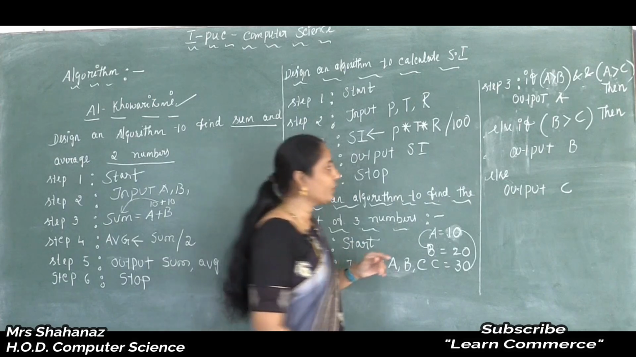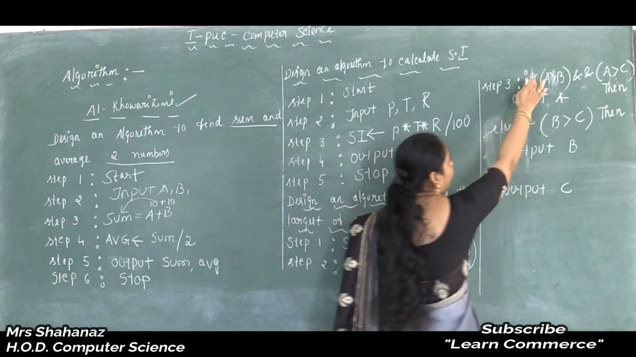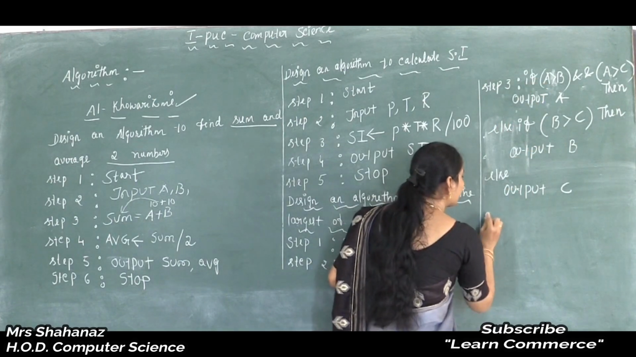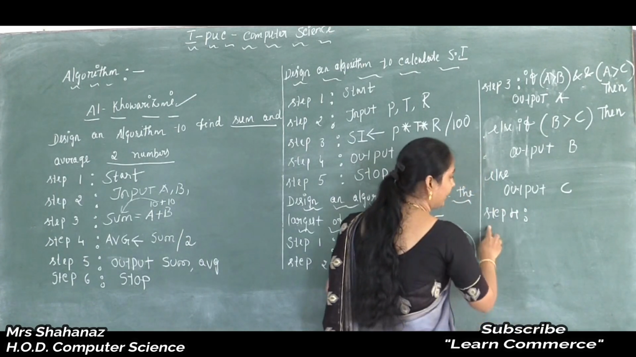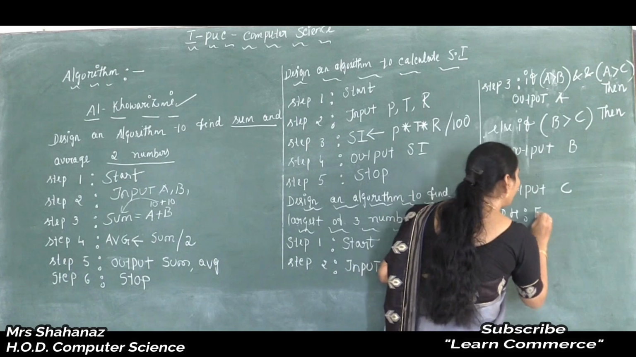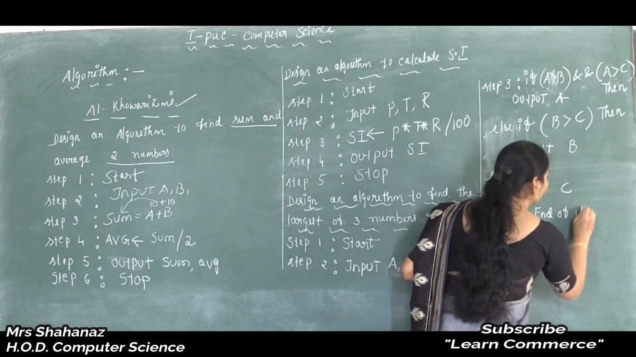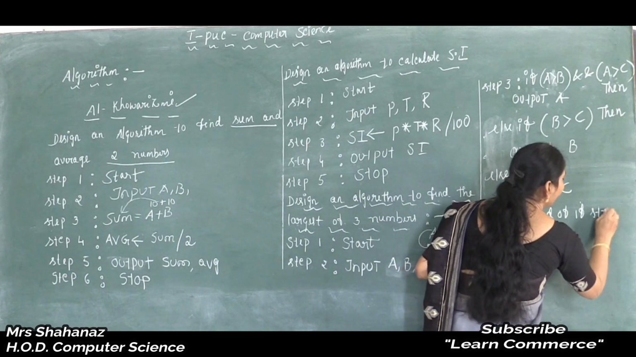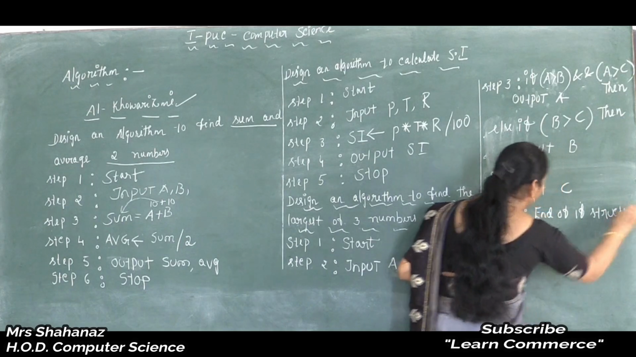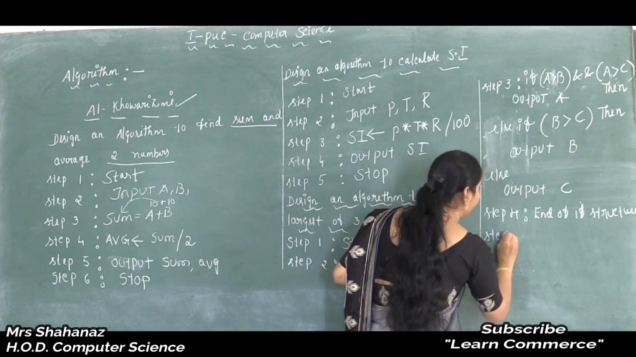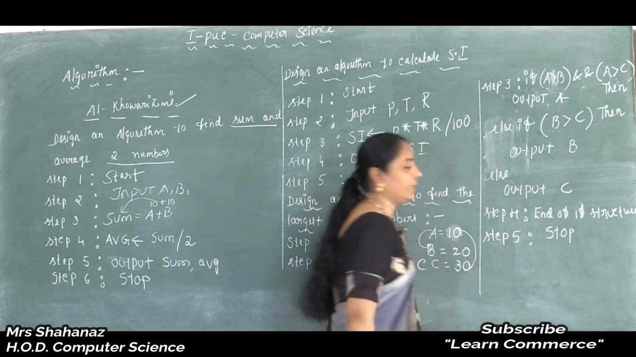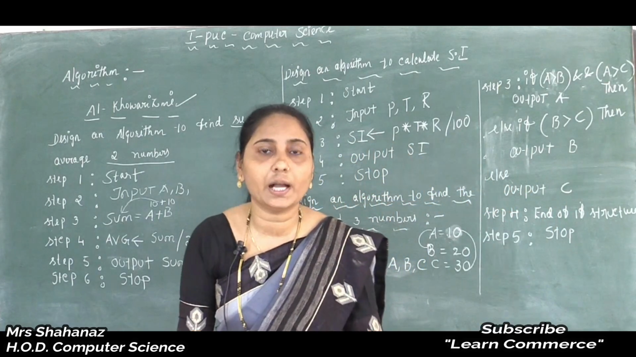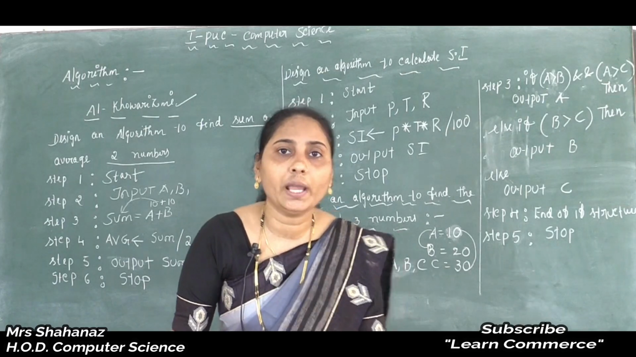Else the output is C. Now whatever the if condition we opened, I am going to close it by using a step. So the end of if structure. Then lastly, after knowing whichever is the greatest or the largest, I am going to stop the algorithm.